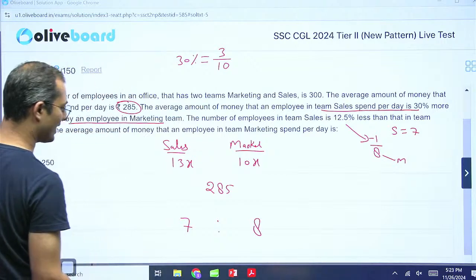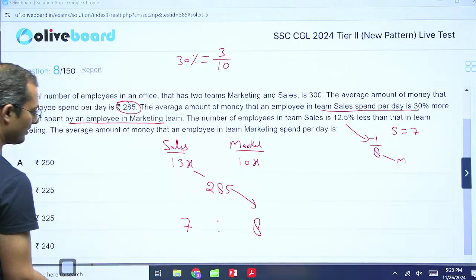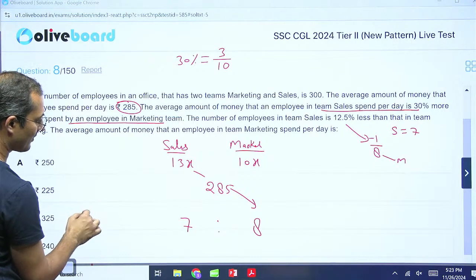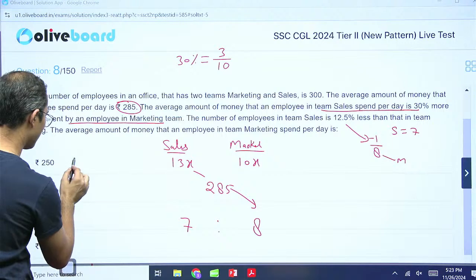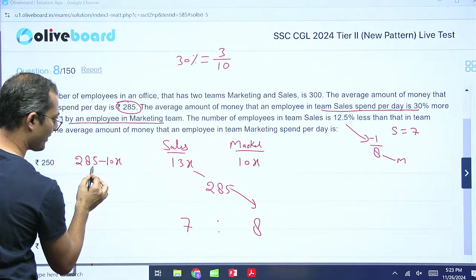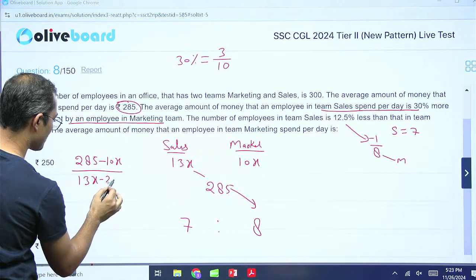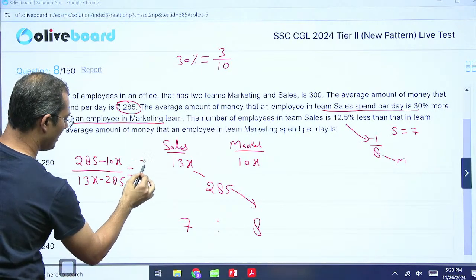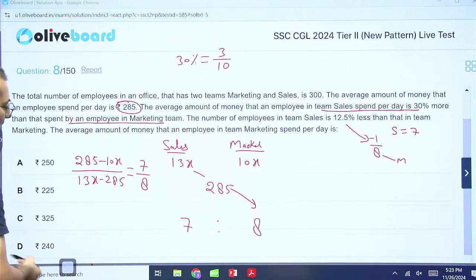So here, what is the diagonal difference? Obviously, 10x is less than 13x. So we can say that 285 minus 10x, divided by 13x minus 285, must be equal to 7 by 8. Is this clear? So just cross multiply and solve this and tell me the answer for this question.